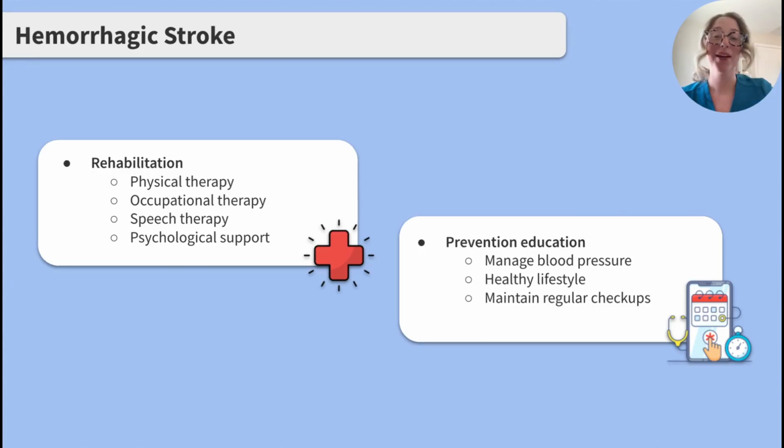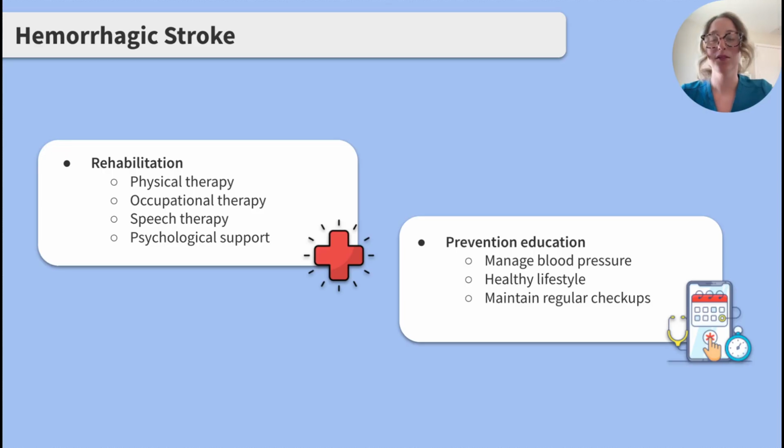The long-term outcome for clients who experience a hemorrhagic stroke can vary widely depending on the location and extent of the bleeding, the client's overall health prior to the stroke, and how quickly treatment is received. Early intervention and rehabilitation are critical for improving outcomes, but recovery can be a long process, with some clients experiencing lasting impairment.